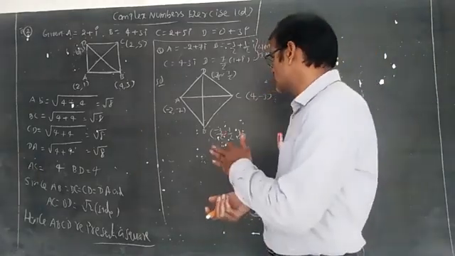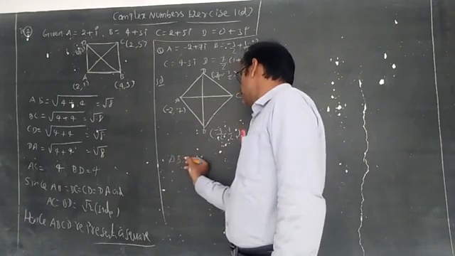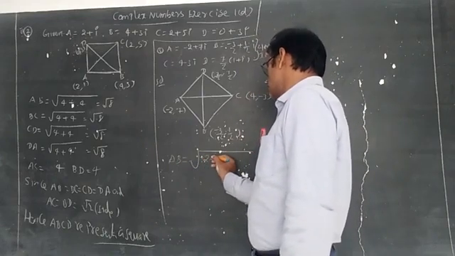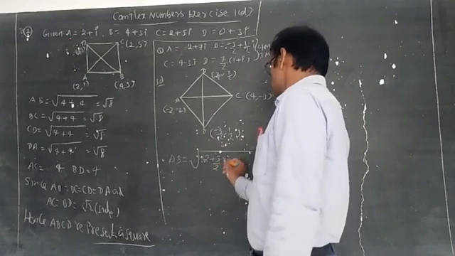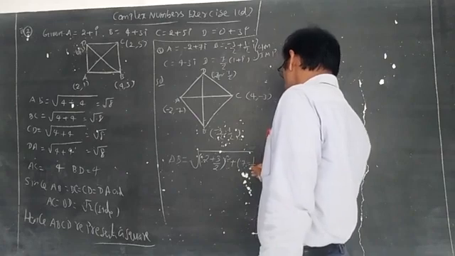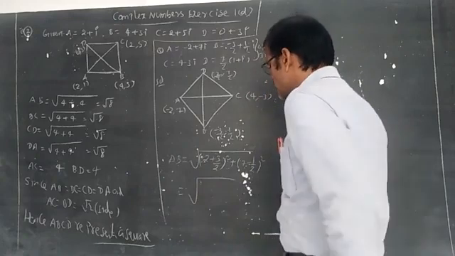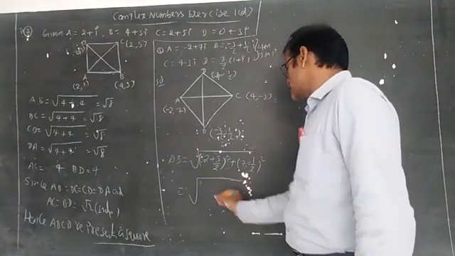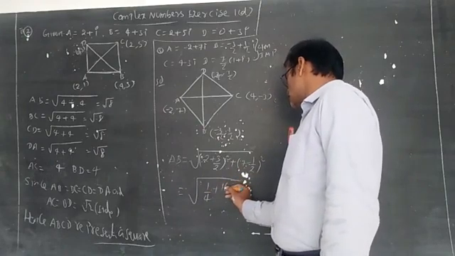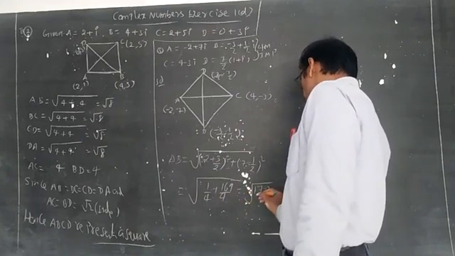Any property you can do. Now AB is equal to root of (minus 2 plus 3 by 2) whole square plus (7 minus 1 by 2) whole square. Here 2 2's are 4, minus 4 plus 3 becomes 1. So it is 1 by 4 plus, 2 7's are 14, 14 minus 1 is 13, 13 square is 169 by 4. So this is root of 170 by 4.